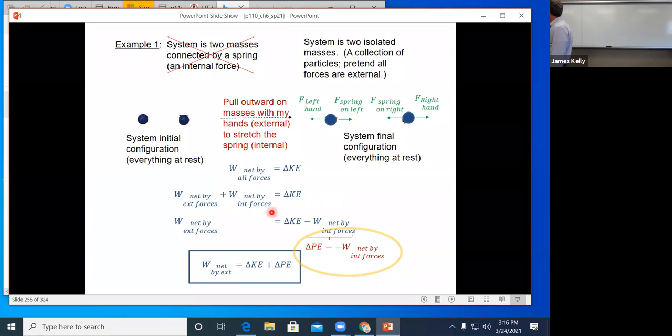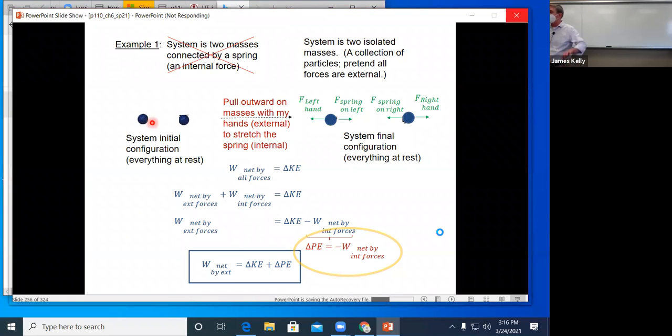And at one point in the derivation, we said we're going to separate out the forces acting on these two ends of the object into external forces and internal forces. In this example, I was pulling the two masses out with my hands, and I was saying, let's treat those as external forces, but the spring force is internal.